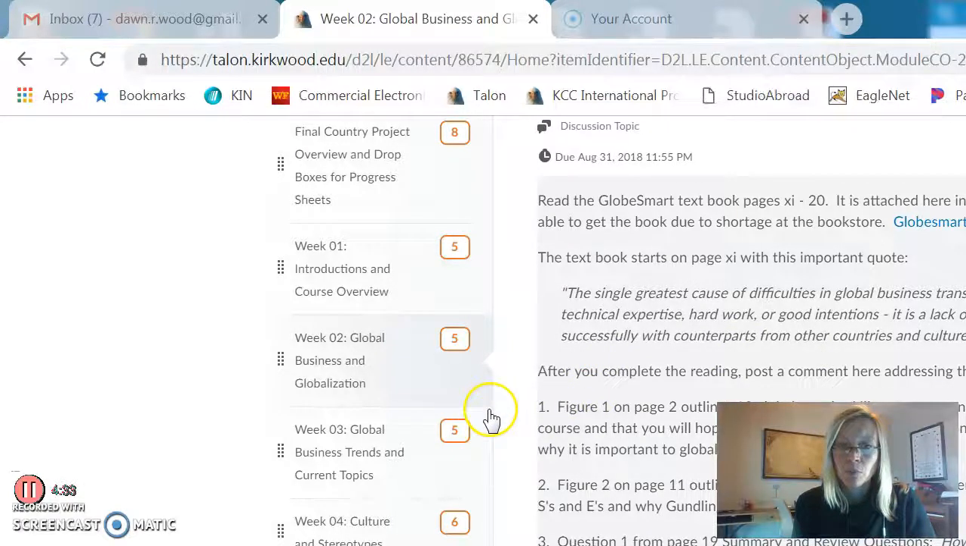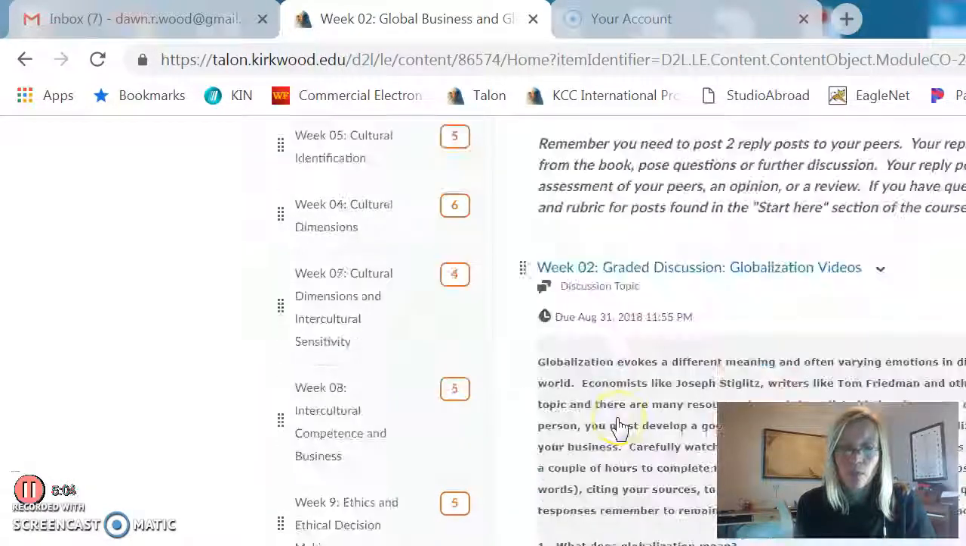You also need to post 2 reply posts to your peers, minimum 75 words each, and they should add something to the discussion. They need to have another website or another quote from the book, like the one I shared with you up here, that reinforces or says something to the contrary of what your peer might have said in their initial post. Remember to reread the guidelines and rubric for posts found in the Start Here section, or email your instructor if you have any questions.